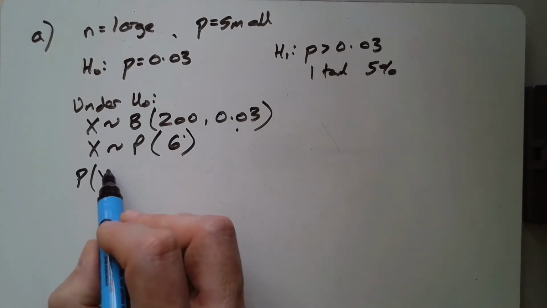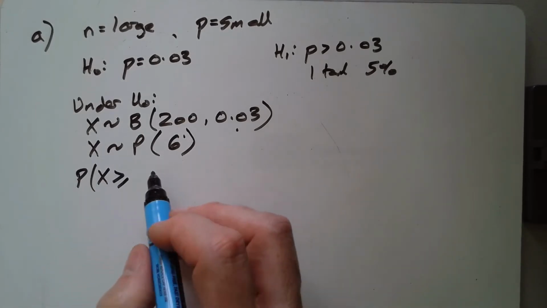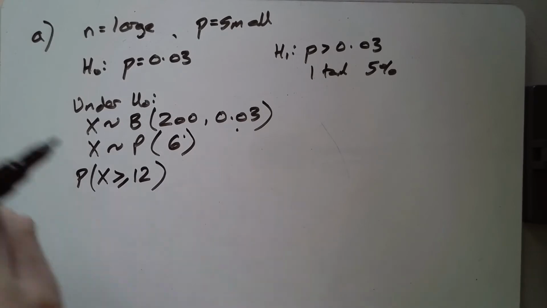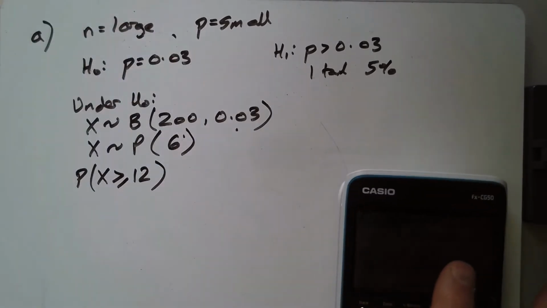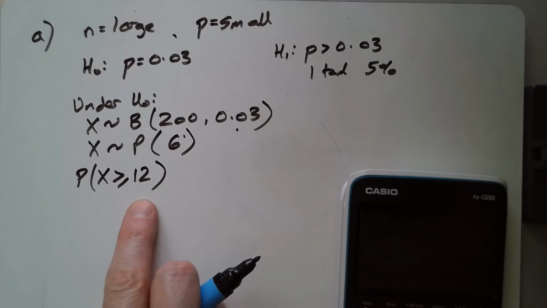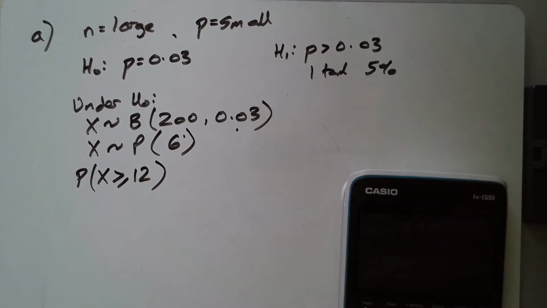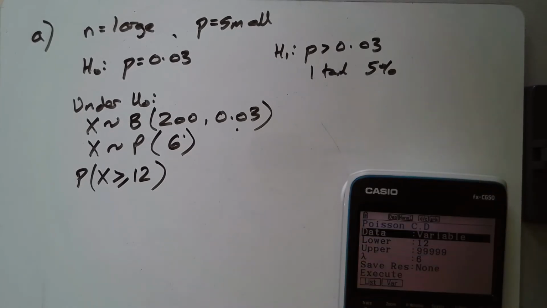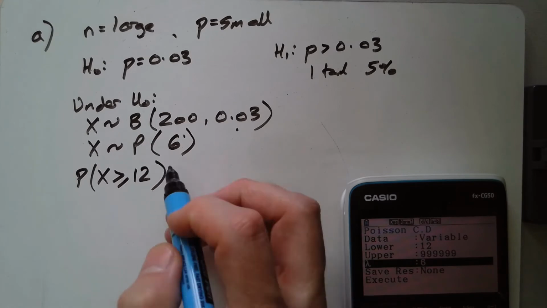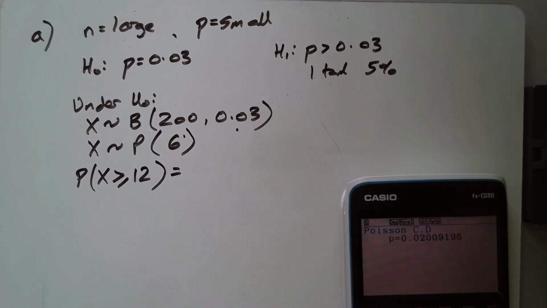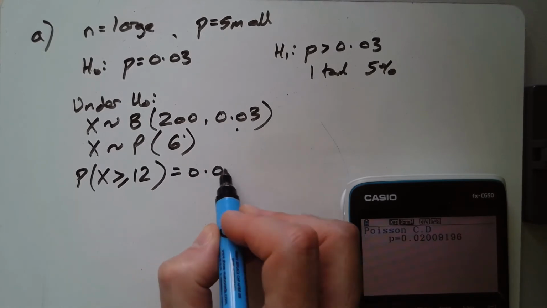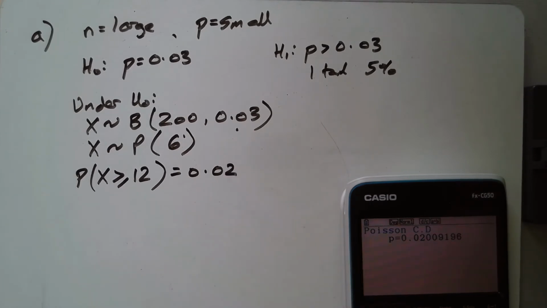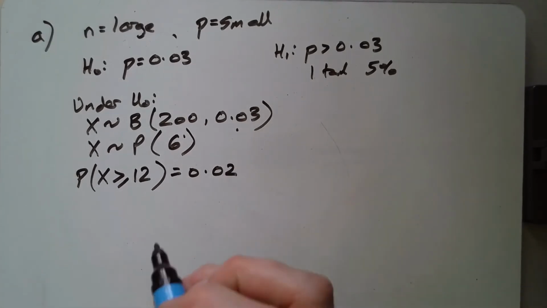And the evidence was that there were 12 defective bolts. It does seem quite a lot, doesn't it? So we're going to go for 12 or more because we want to go more here. So we've got a lower end of 12, an upper end of 99999, and a mean of 6. And the probability of that happening is 0.02. That is pretty special, about 2%.